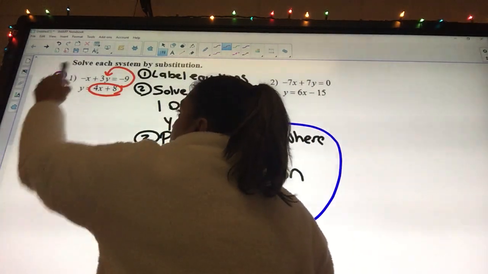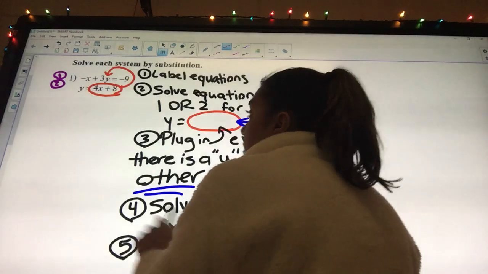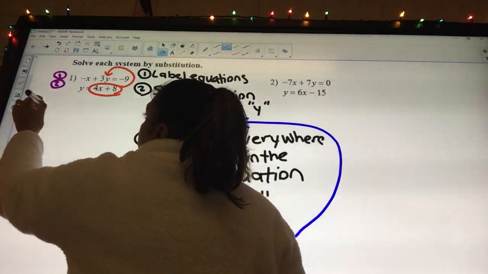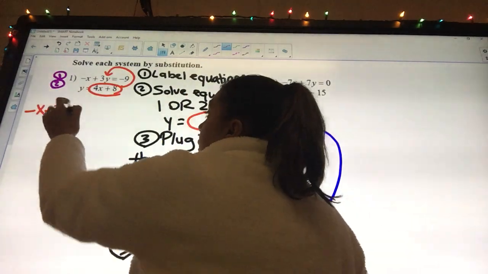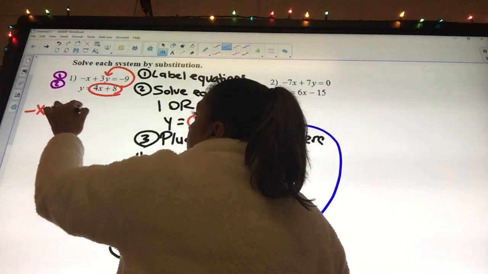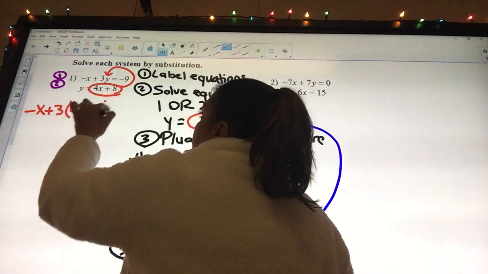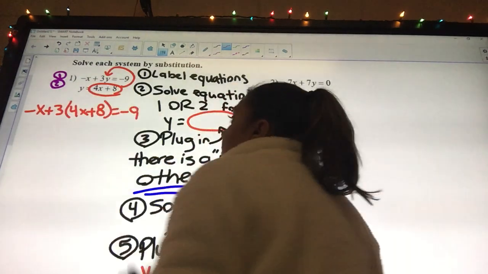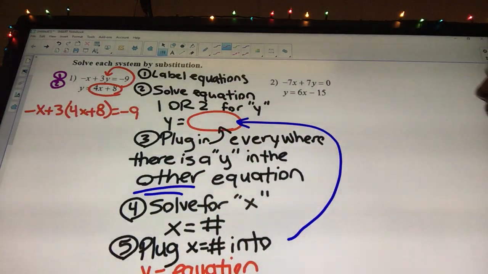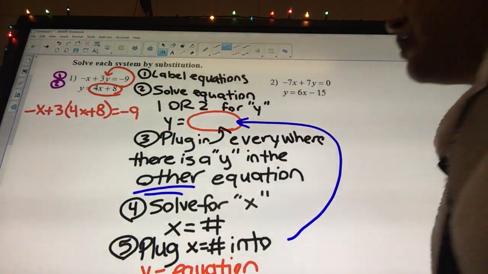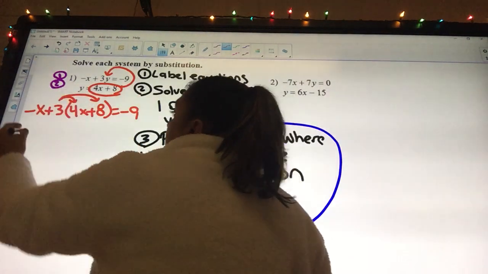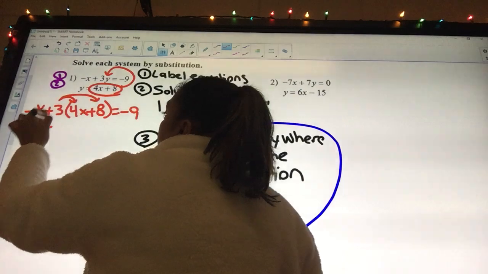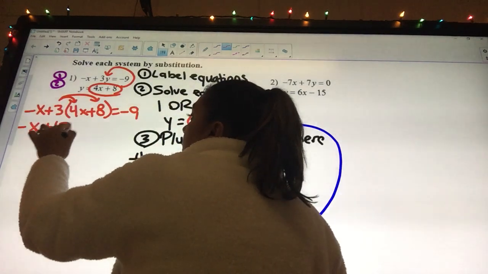Now it says to solve for x. I got negative x plus 3. Well, there's a y, and we no longer use y. We're using 4x plus 8 equals negative 9. We're trying to solve for x, and we have to really use our order of operations, so we're going to need to distribute. I got negative x plus 3 times 4 is 12.